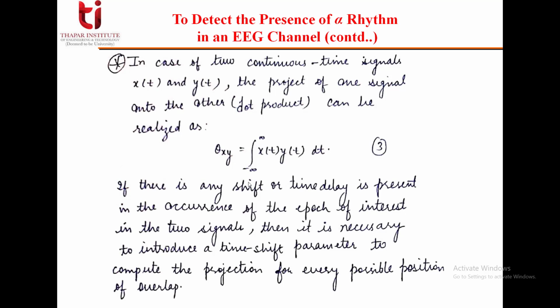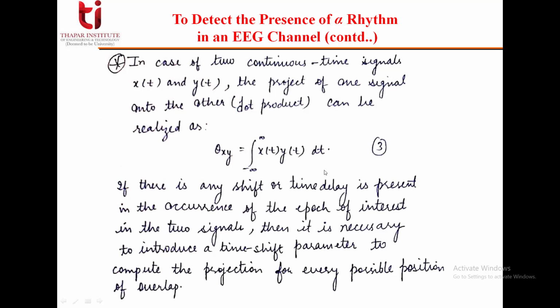Now suppose we have two continuous time signals, x(t) and y(t). How can we find the projection of one signal onto the other? That can be realized by means of integration. So instead of summation we will use integration. You can see equation number 3, the integral with limits minus infinity to plus infinity of x(t) y(t) dt, integrating with respect to t.